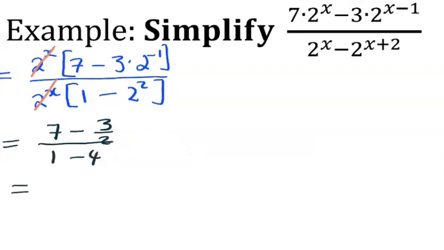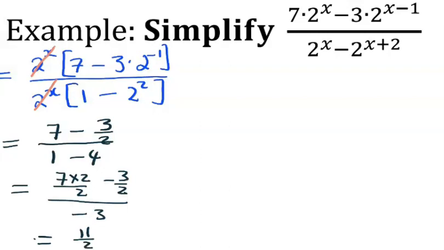This will simplify to, remember 7 is the same as 7 times 2 over 2, minus 3 over 2, divided by minus 3. That gives us 14 minus 3, which is 11 over 2, divided by minus 3, which is equal to minus 11 over 6. So we totally got rid of the x's in here.